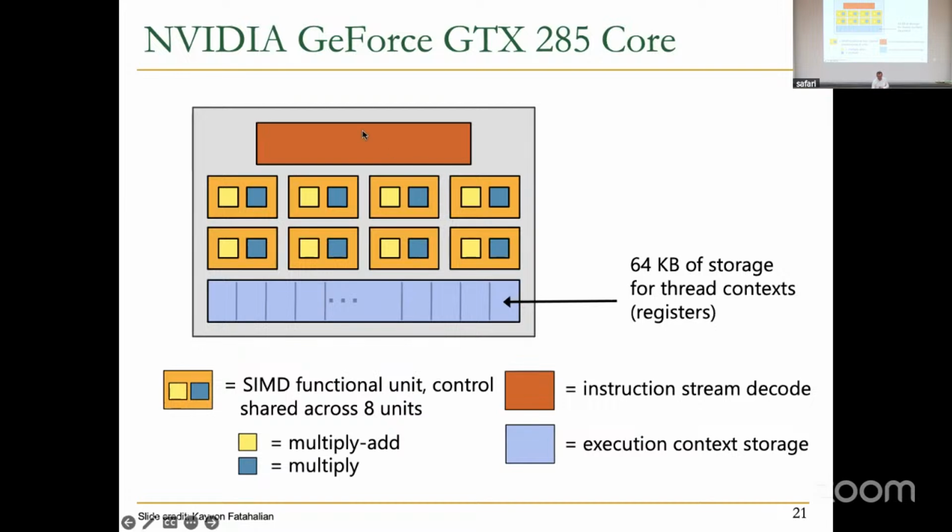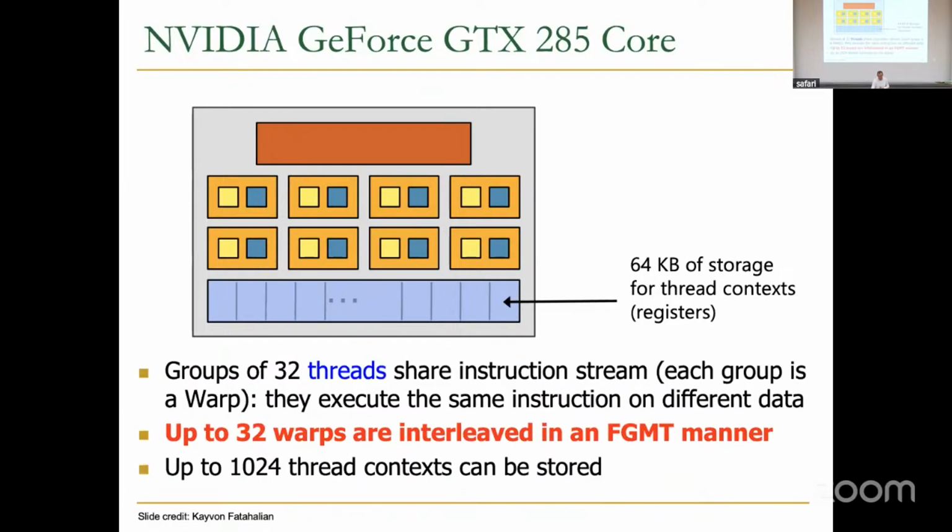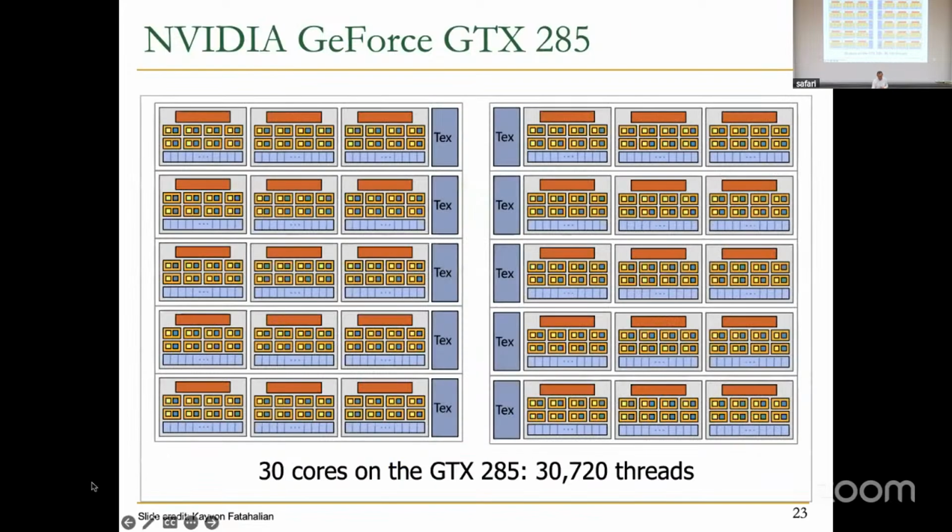This is a core in NVIDIA terminology. You have essentially 8 functional units over here, and there's some control that's shared across these 8 units, decoding, for example, and there's a huge amount of registers so that you can keep track of the number of threads over here. So this is one core.